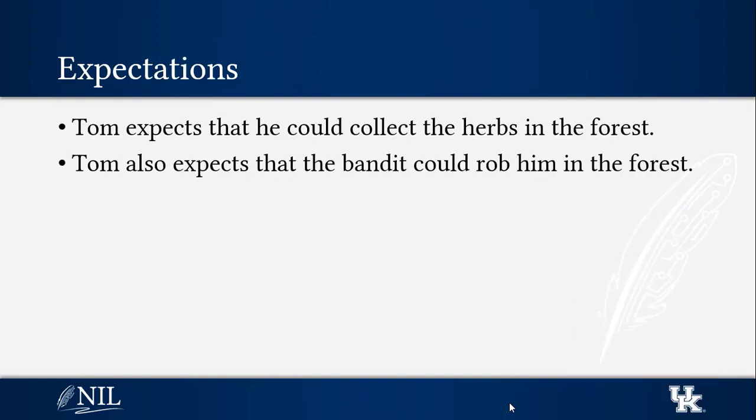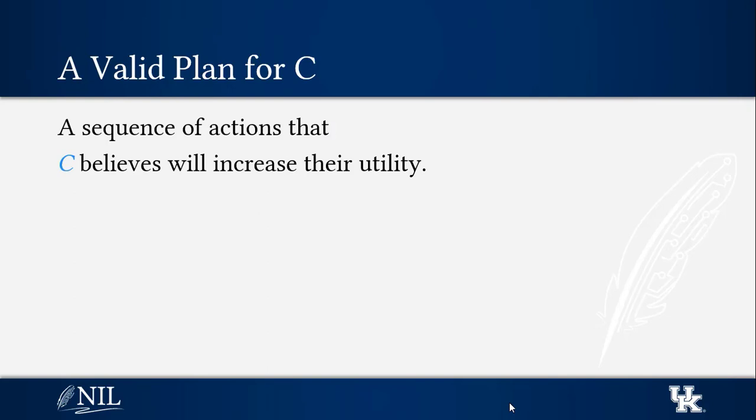In this model, characters can form expectations based on their beliefs and their beliefs about the others. For example, Tom expects that he could collect the herbs in the forest to make the medicine, even though there are no herbs in the forest, and Tom also expects that the bandit could rob him in the forest. In our model, we represent character goals by a utility function. A utility function maps a state to a number.